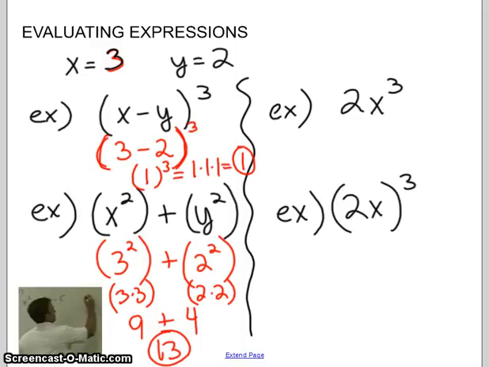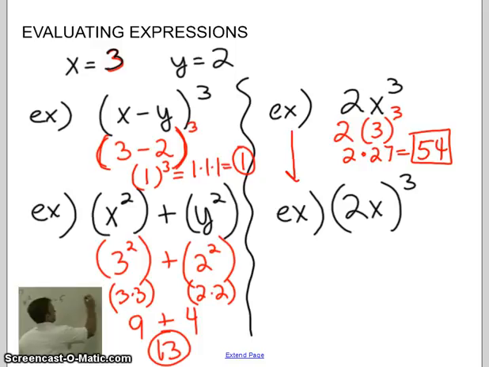The next example says 2x cubed, or 2x to the third power. Now we're going to substitute the 3 for x, so we have 2 times 3 to the third. 3 to the third is 27. So now we have 2 times 27 equals 54.